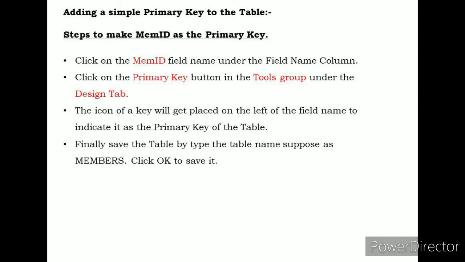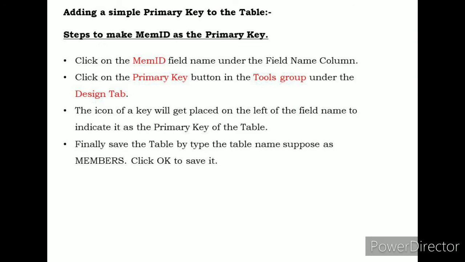Okay, now we are going to understand how to add a simple primary key to the table. But before, let us understand what a primary key is. A primary key is a key that uniquely identifies each record in a table. Let's have a look at the steps for making any field a primary key. Suppose in my example I have selected member ID as the primary key.